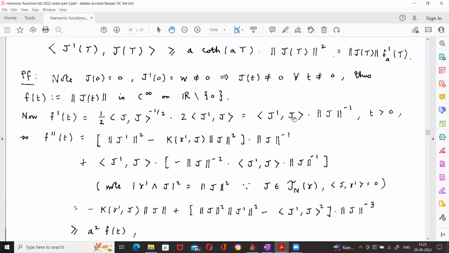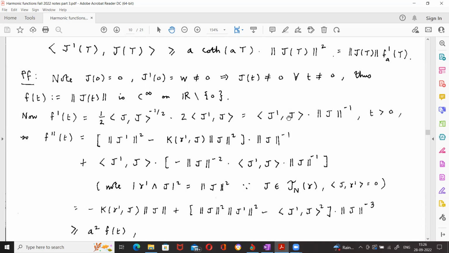So we're proving this Jacobi field comparison theorem. We're looking at the function f of t, the norm of j of t. This is smooth outside the origin. So let's differentiate for t positive. The first derivative f prime t is equal to inner product j prime j into norm j to the power minus 1. Now let's look at the second derivative. So f double dash t will be what? By the product rule, I have to differentiate this j prime j. This derivative we already computed.